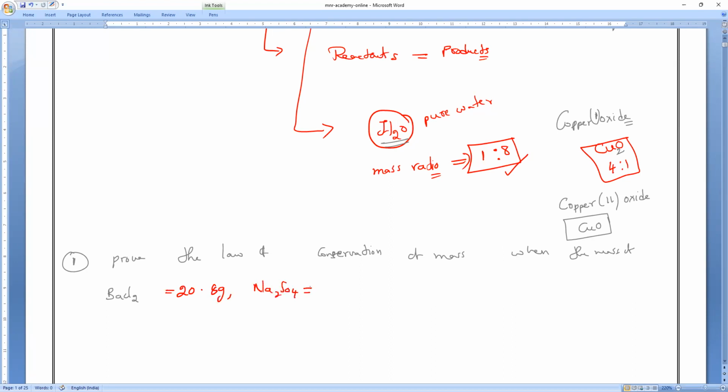Na2SO4, I taught you, you should know. Na2SO4, sodium sulfate, everybody has to know, grams. BaSO4, barium sulfate, 23.3 grams. And NaCl. So this is the example of the law of conservation of mass. Verified. NaCl, sodium chloride, 11.7 grams in a chemical equation. In a what equation, everybody?